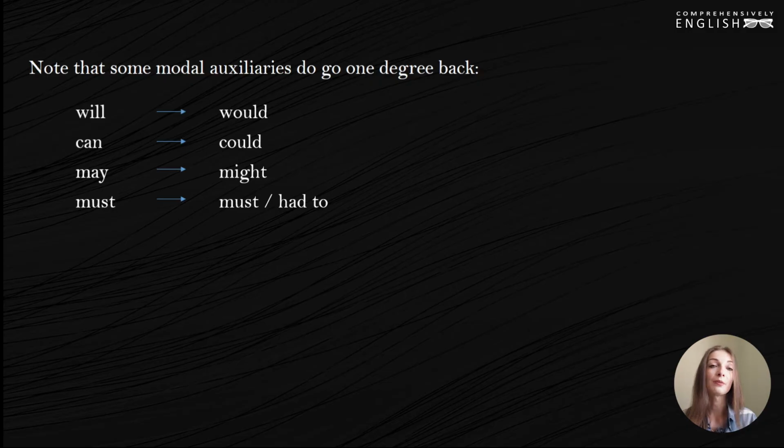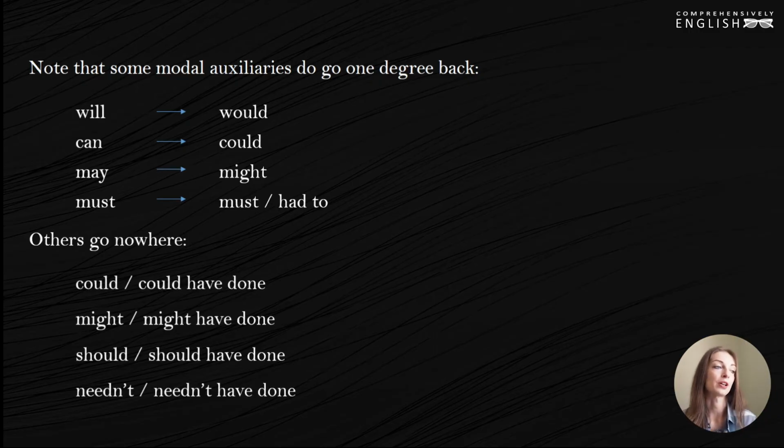Note that some modal verbs do go one degree back too. For example, will becomes would, can becomes could, may becomes might, and must becomes must or had to. But not always. Some modal verbs do not change. Could or could have done, might or might have done, should or should have done, needn't or needn't have done, do not change, they go nowhere.